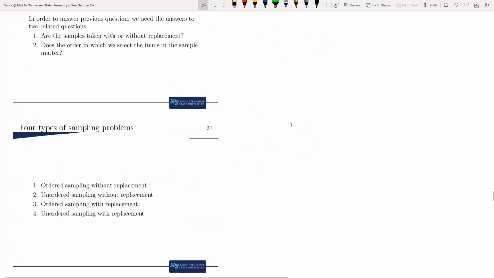So there are four types of sampling problem based on that. You can have ordered sampling without replacement, unordered sampling without replacement, ordered sampling with replacement, and unordered sampling with replacement. So based on this idea, with or without replacement and the order, we can come up with four different sampling problems.